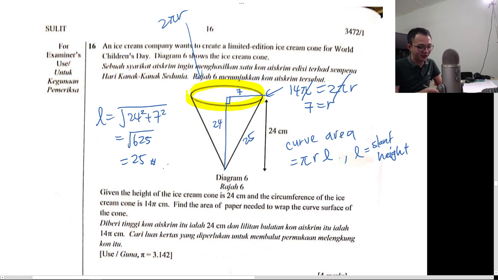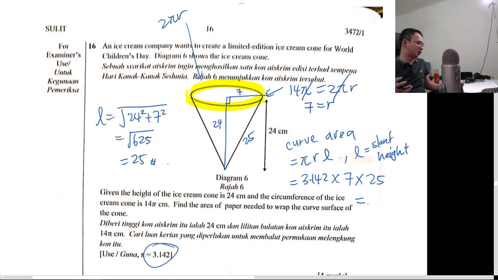After I get my l, I want to find the curved area. Pi must use the value given, 3.142. My r is 7 times 7, and l is 25. Then I type it in the calculator, and I should be able to get my final answer easily. My final answer should be 549.85. This question is very easy. Slant height is the hypotenuse length. This video will be available on my YouTube after this.